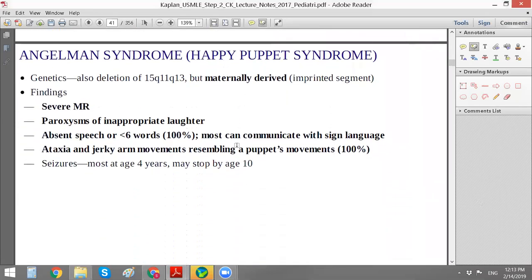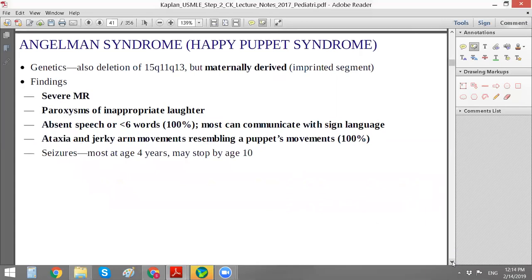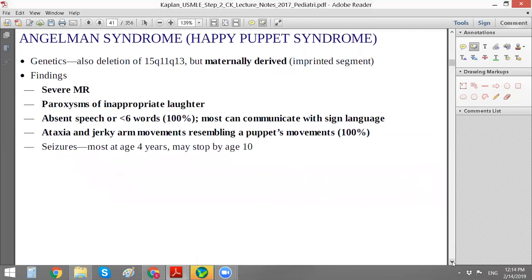Angelman is happy puppet syndrome. So this is like maternally derived, severe MR, paroxysms of inappropriate laughter. Yeah, this is happy puppet. Absent speech or less than 6 words, 100%, and most can communicate with sign language. Ataxia and jerky arm movement resembling a puppet's movement. This is 100%, and seizures most at age 4, may stop by age 10. So this is happy puppet syndrome. He is happy and then he has those jerky puppet-like movements, ataxia, and inappropriate laughter. This is 15q11-q13.